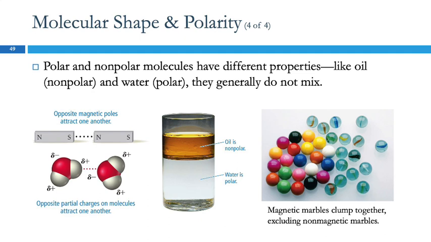Oil is nonpolar. It's just carbons and hydrogens. So it's nonpolar. It doesn't have these kind of magnetic attractions. So it's a little bit like if you took a bunch of magnetic marbles and a bunch of regular glass marbles. Right? The magnetic marbles are going to all clump together, and they're going to squeeze out the glass marbles, right? Because these don't share that same kind of attraction that these have.